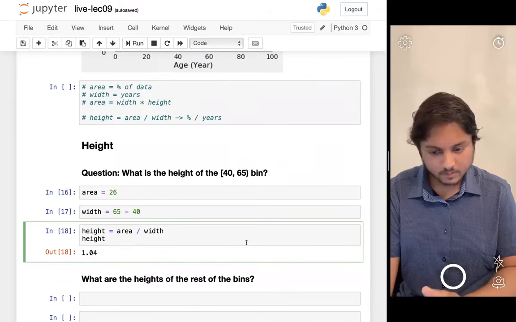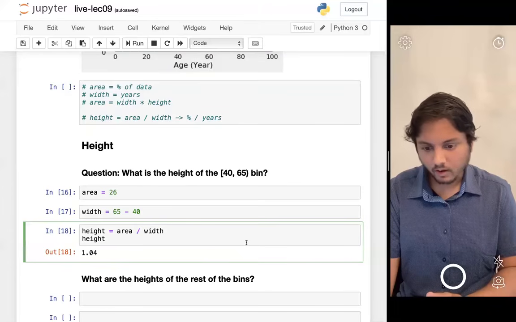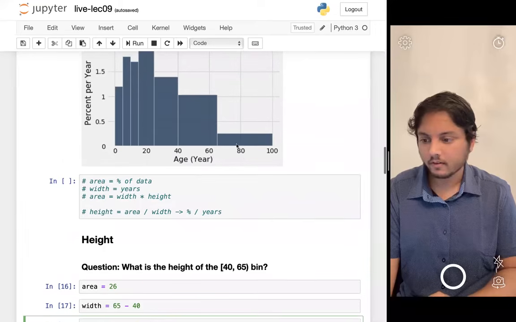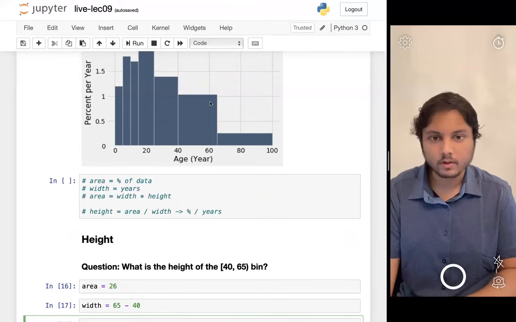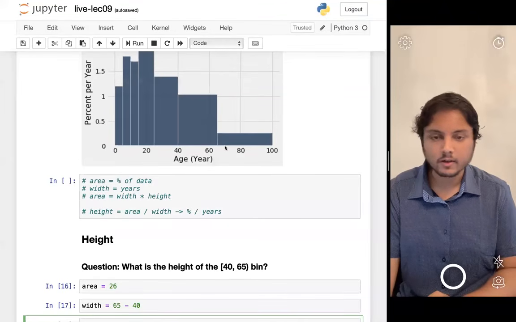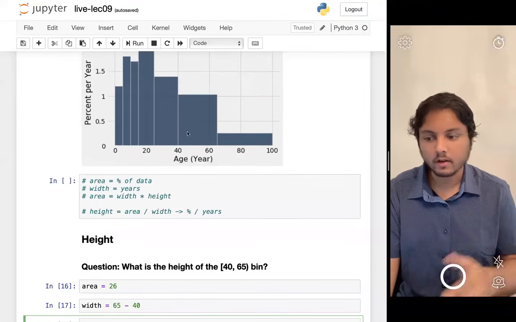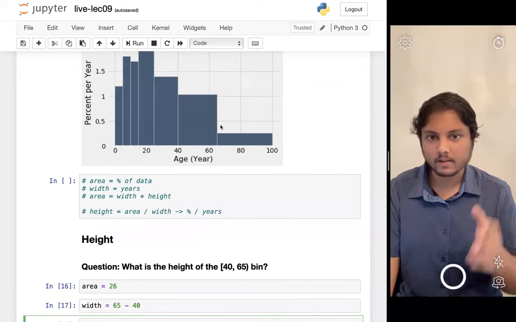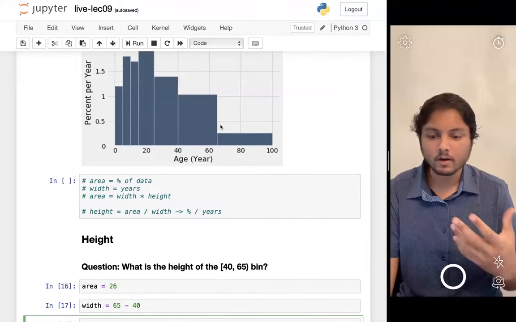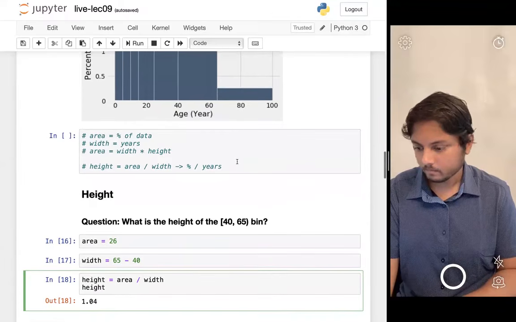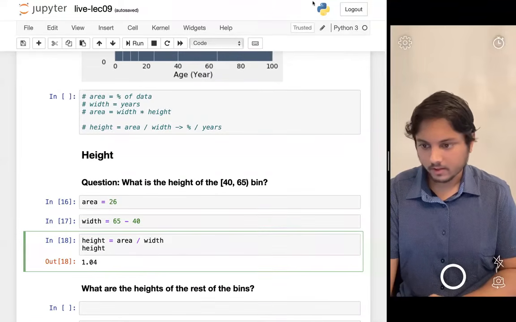And so does this mean 1.04% of total movies? No, it's not total movies. Well, actually, yes, it is 1.04% of total movies. That's how many movies there are per year in that time period. So from the 40 to 65-year-old time period, per year in that bin, you will have roughly 1% of all the movies. That's how much is appearing per year. And that's why it's this sense of crowdedness, essentially. So that's how we interpret that.